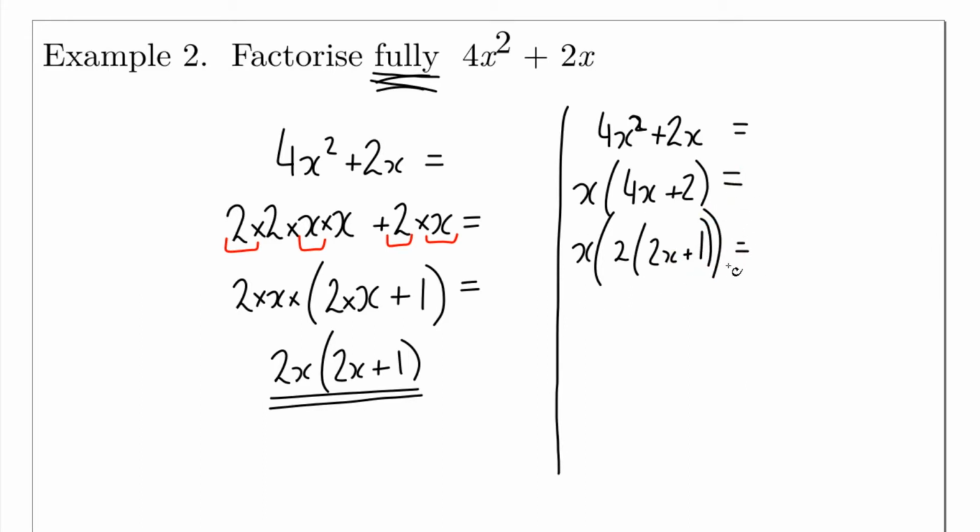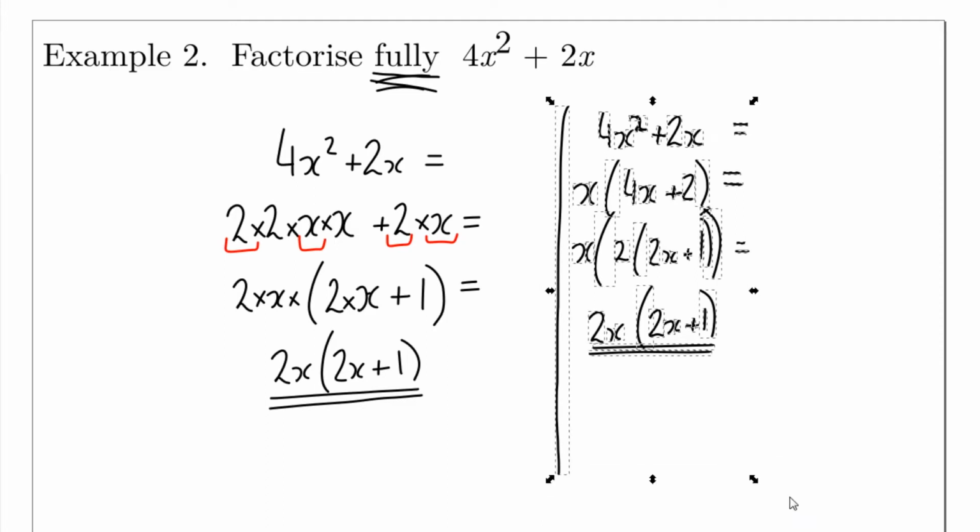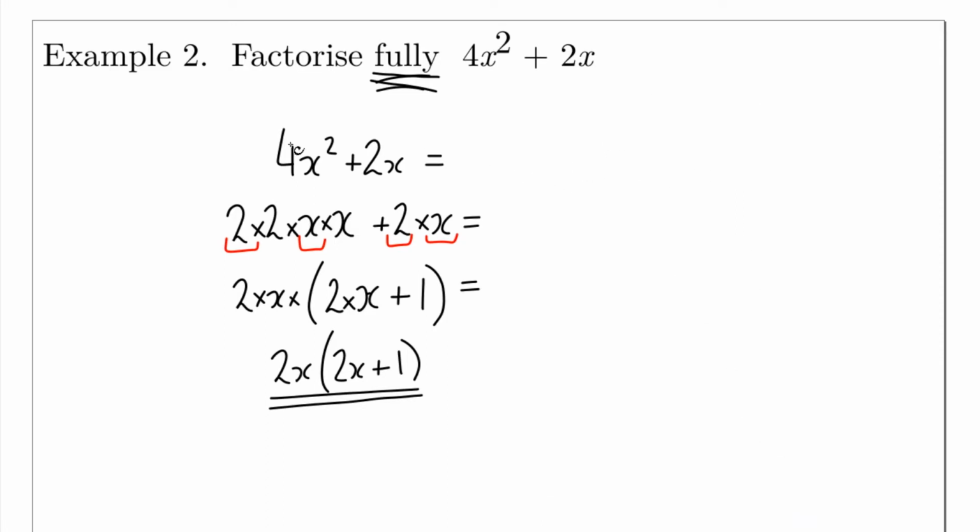Now that we've done that, we can simplify this. We multiply the x by the 2 to get 2x, and 2x plus 1 in the bracket. So the answer again is 2x open bracket, 2x plus 1. So from both of these workings out, you see that whether you take out all of the common factors in one go, or if you take them out one by one, step by step, you should end up with the same answer.